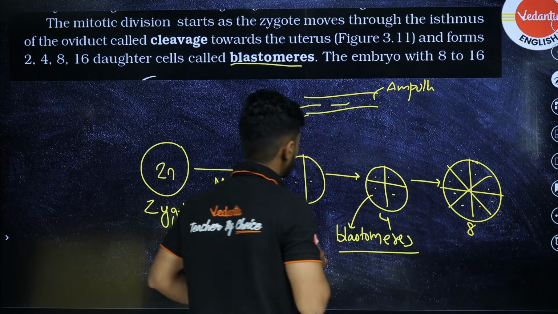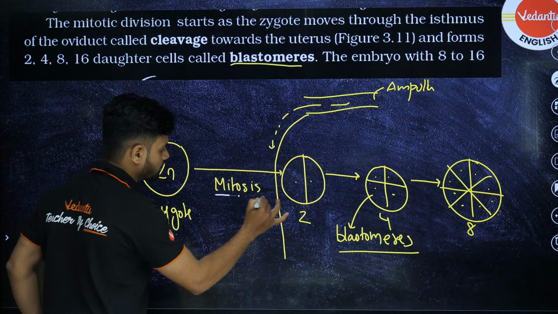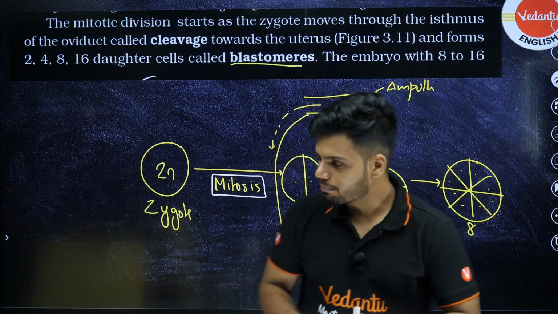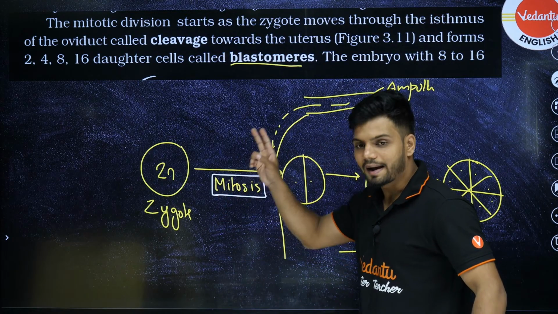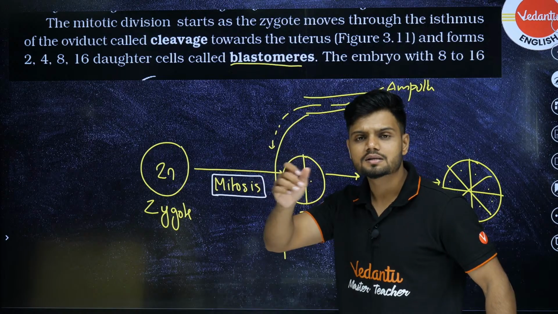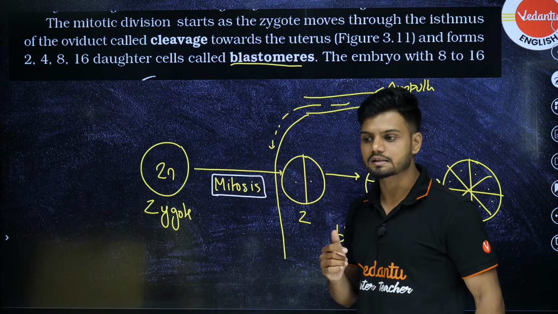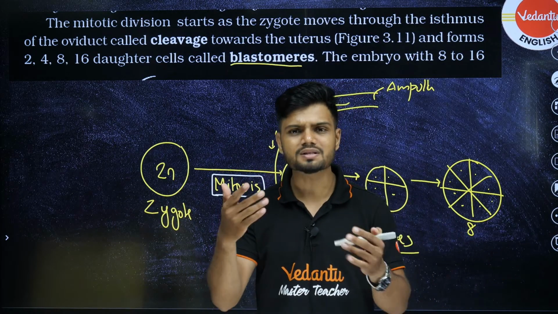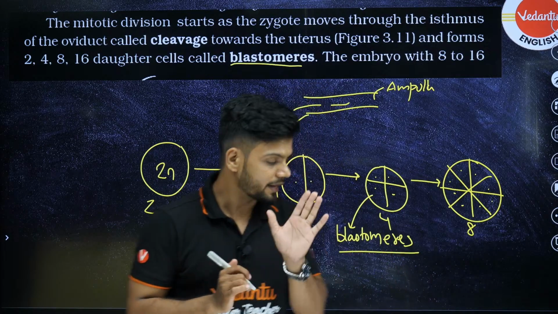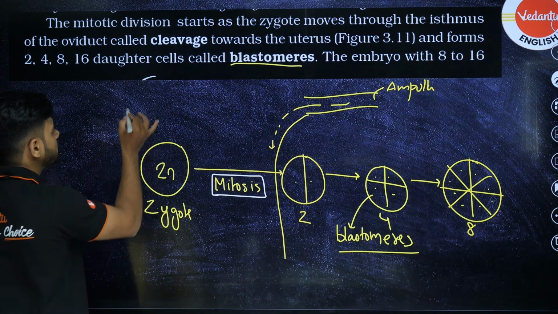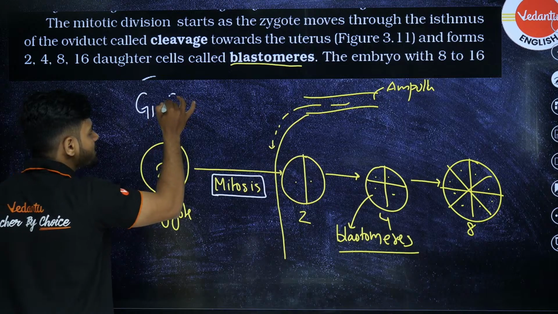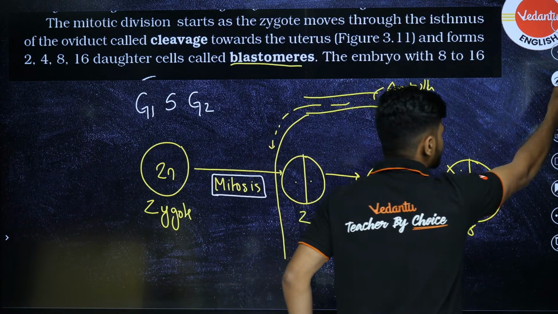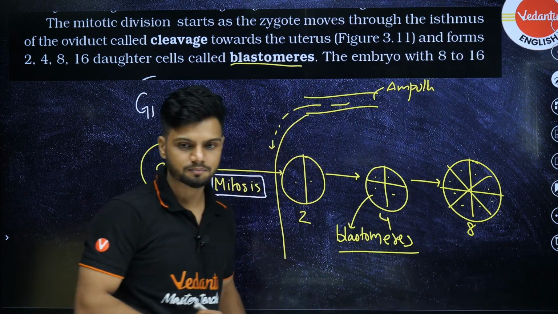We learnt about mitosis here. Now, if I tell you, the mitosis which is happening here and the mitosis which happens in normal somatic cells are completely different. They are not the same at all. In normal mitosis, what do we have? We have G1 stage, S stage and G2 stage.